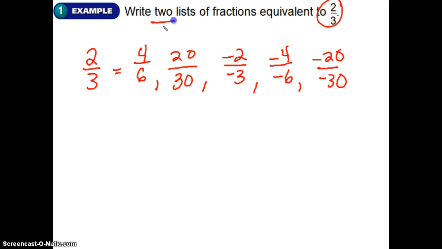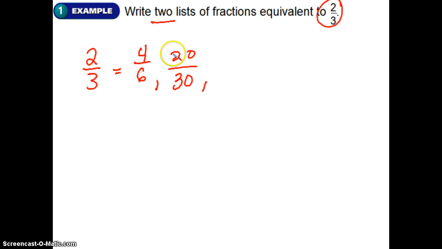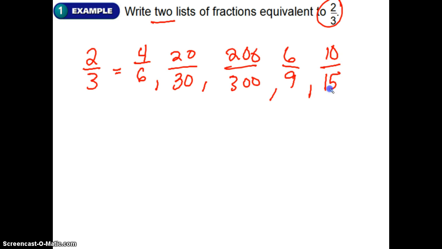And now some of you would say, well, why do I need to make two lists? Well, what if I want to make one with just positive numbers? So like I had here, 4/6, 20/30, 200/300, and let's times the top and the bottom by 3, so I get 6/9, and let's times the top and the bottom by 5, and I can get 10/15. So there's one list. Now, is it in order? No. But basically, I'm just giving you examples of what I could do to make a list.